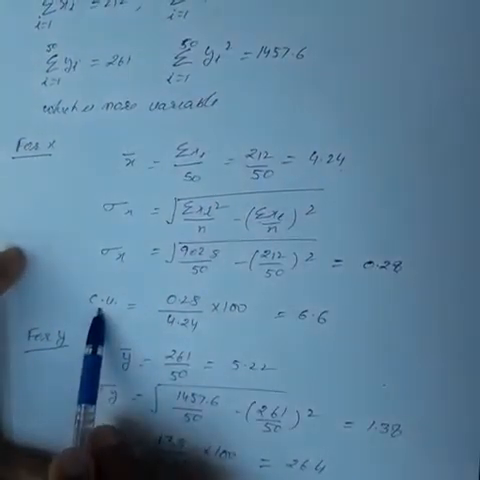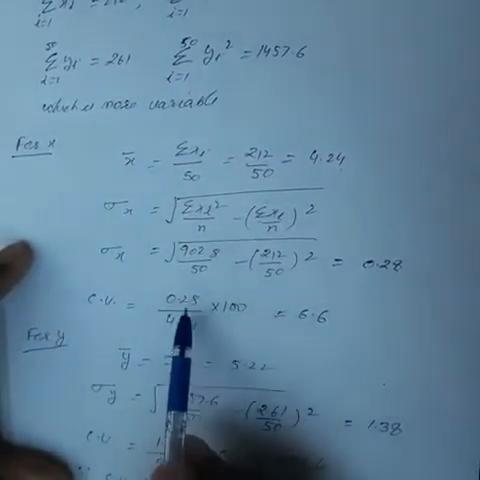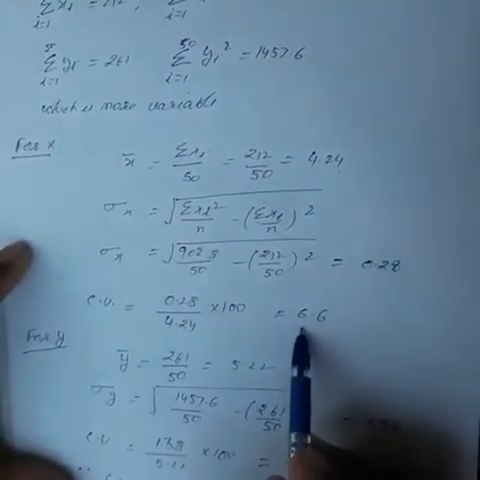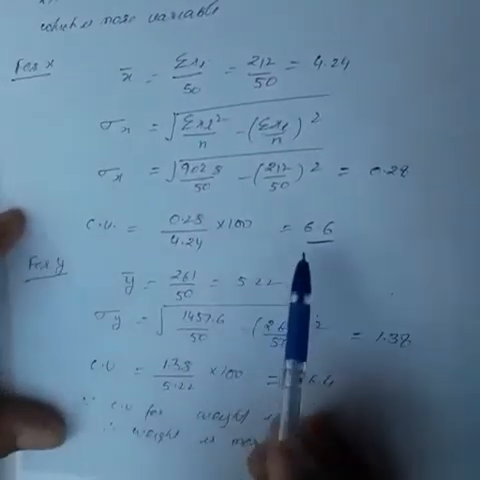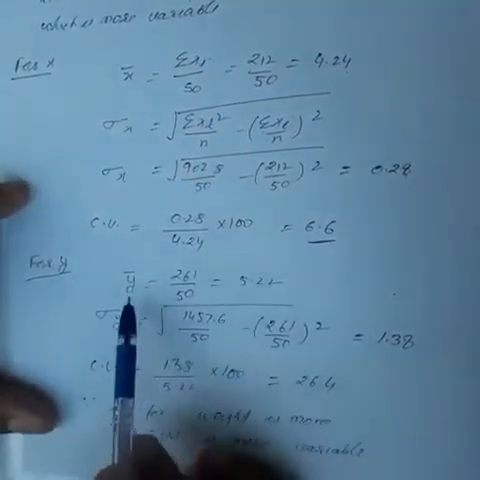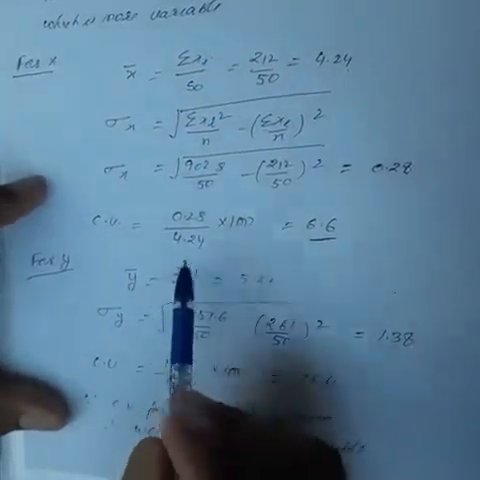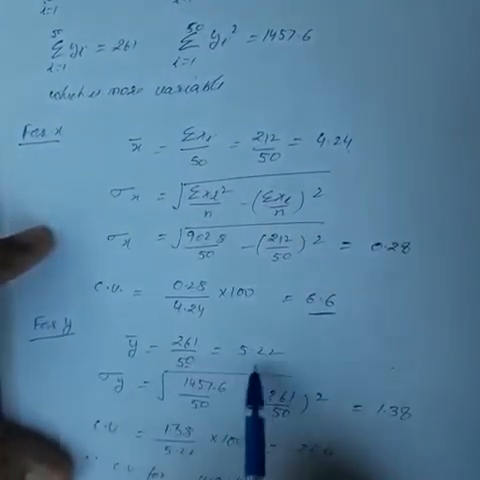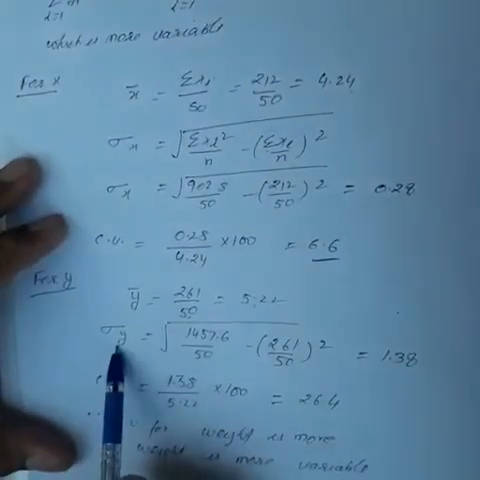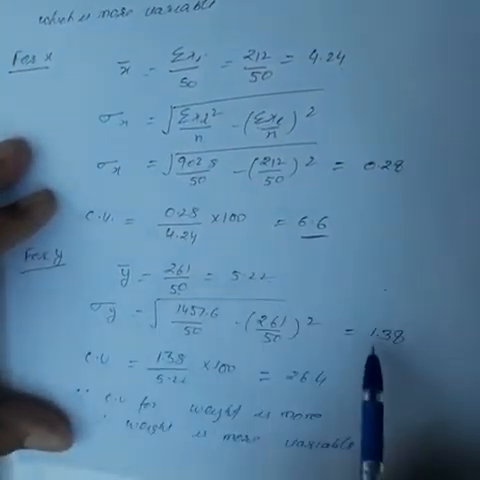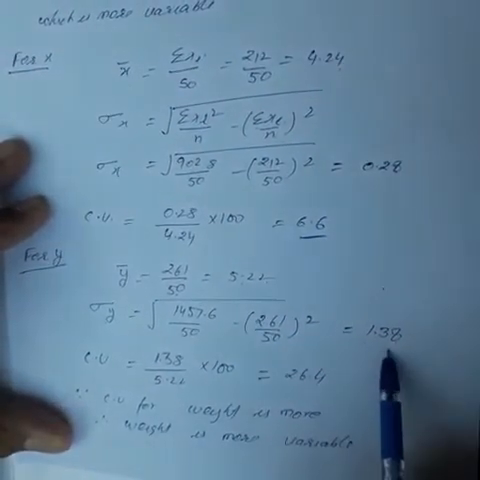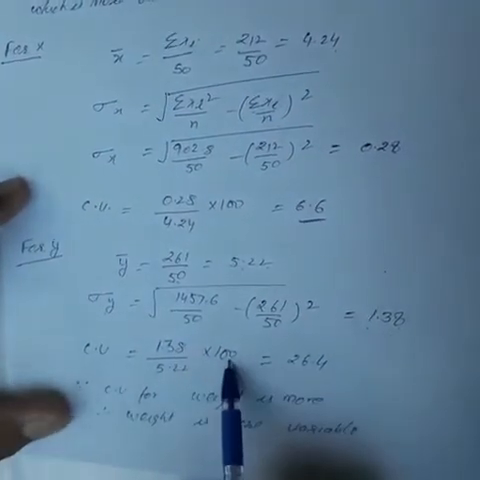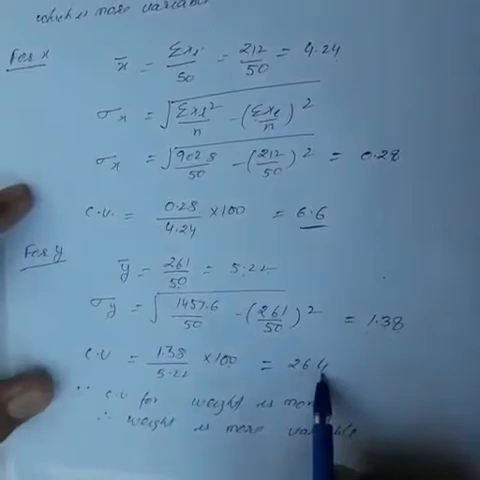Then calculate the coefficient of variance, using the formula standard deviation upon mean multiplied by 100. Put in values and calculate. It will be 6.6. Do the same for observation y. Calculate the mean, summation of yi, this is the value given to us, divided by n, the number of observations, which is 50, so 5.22. Calculate the standard deviation for y using the formula and it will be 1.38 after calculation. Now calculate the coefficient of variance, standard deviation upon mean into 100, and it will be 26.4.